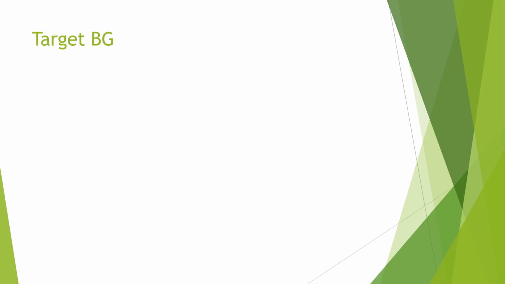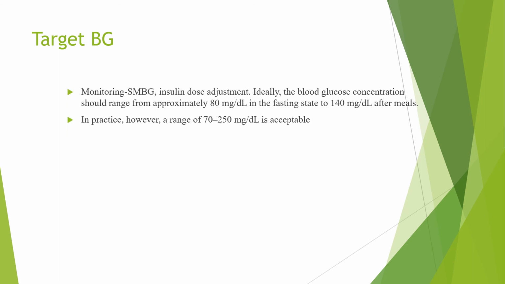The other issue is the target blood glucose level when we treat a child with diabetes mellitus. Blood glucose level is monitored by self-monitoring of blood glucose, and insulin dose adjustment is needed. Ideally, the blood glucose concentration should range from approximately 80 mg per dL in the fasting state to 140 mg per dL after meals. But this strict control is difficult in a child because of the risk of hypoglycemia. In our practice, most of the time we accept a range of 70 to 250 mg per dL glucose level.